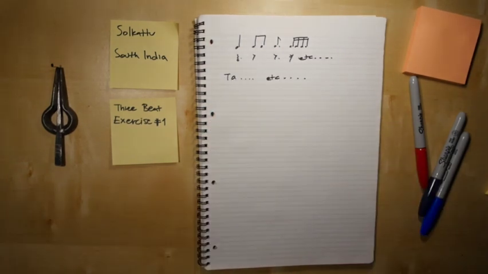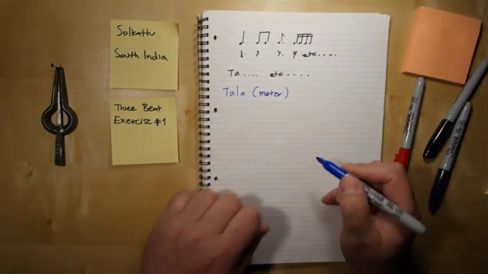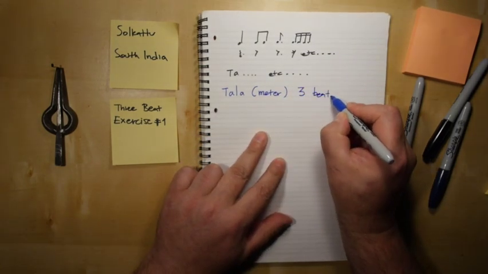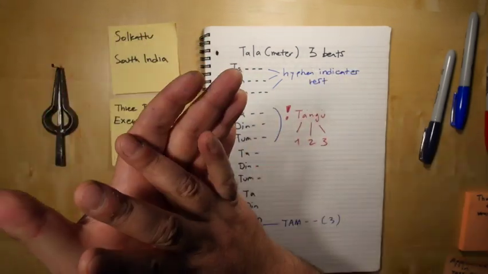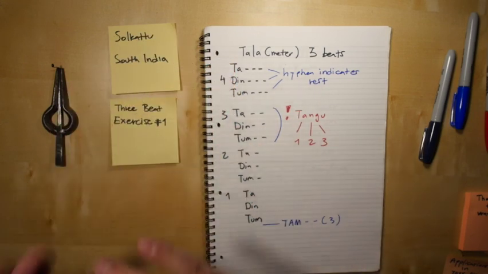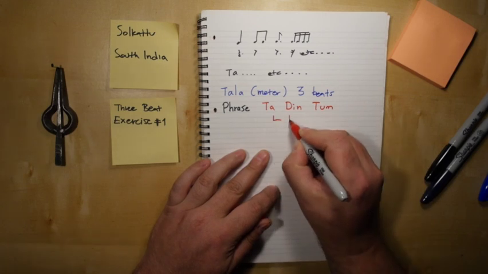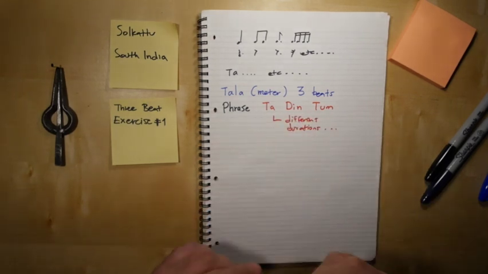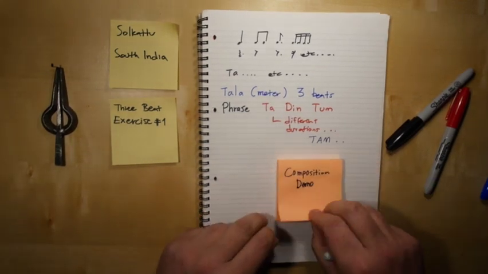the Solkattu notation. The Tala, or for the purposes of this video we can think of it as a meter, is 3 beats long, traditionally counted like this. 1, 2, 3. 1, 2, 3. The phrase that we use consists of the syllables ta, din, and tum with different durations, and then we round it off with the syllable tam. Let me demonstrate through the composition once.